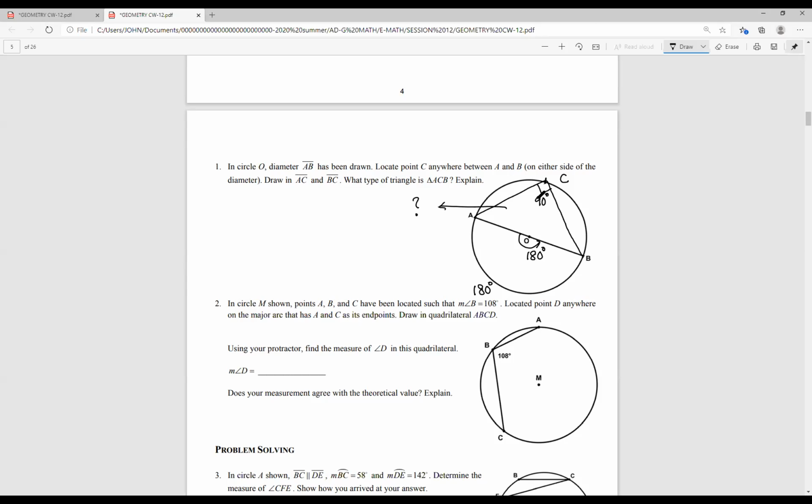Is it okay? What about this one? Also 90 degrees, because they are inscribed angles for the same arc. 90, 90, 90. So, the triangles built on this diameter are always what? Right triangle, okay? This is also always a right triangle. It's okay? Always a right triangle.